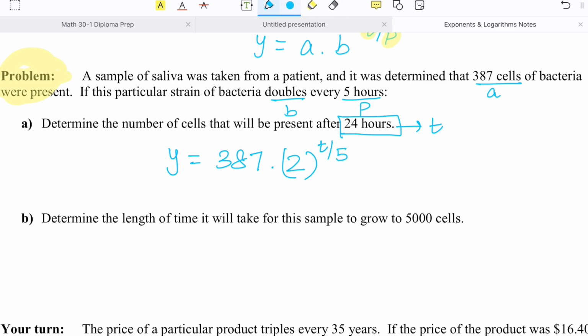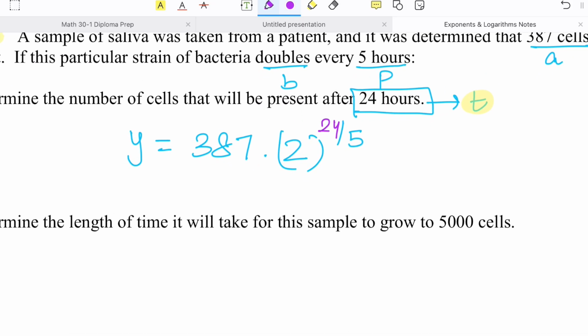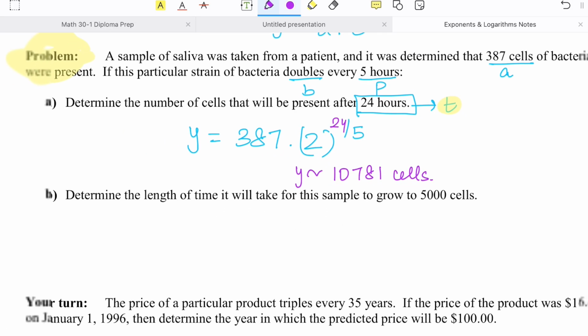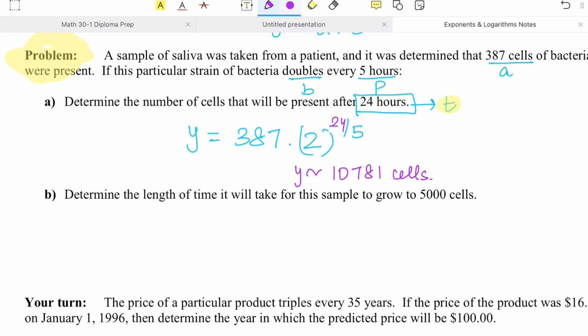I'm going to replace my t with 24. Put that in the calculator and you'll get y is approximately 10,781 cells. Okay. Determine the length of time it will take for this sample to grow to 5,000 cells.